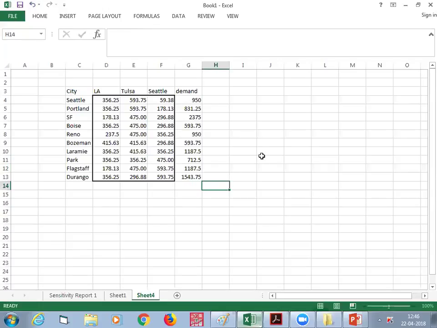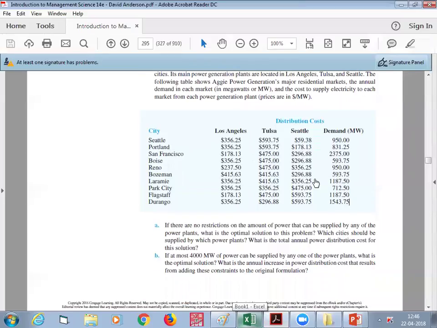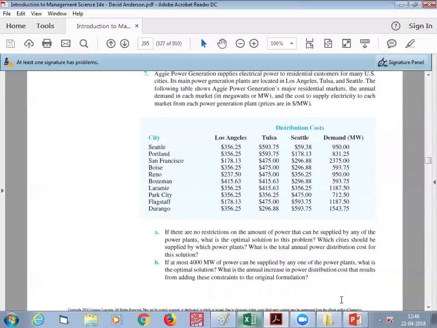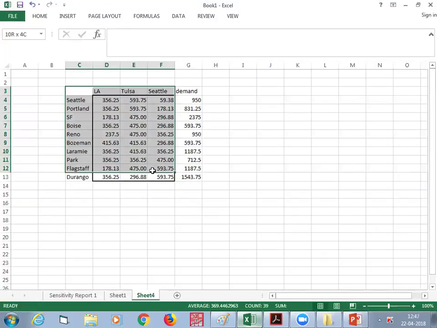Okay. So, what are we told? We're told that these are the costs. The cost to supply electricity is this much, and the demand is this much. So, we have to minimize the total cost. How much supply is to be supplied from each of these to each of these?